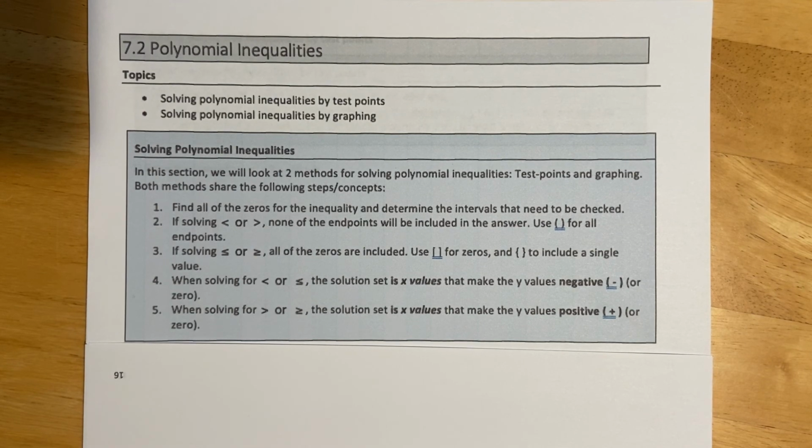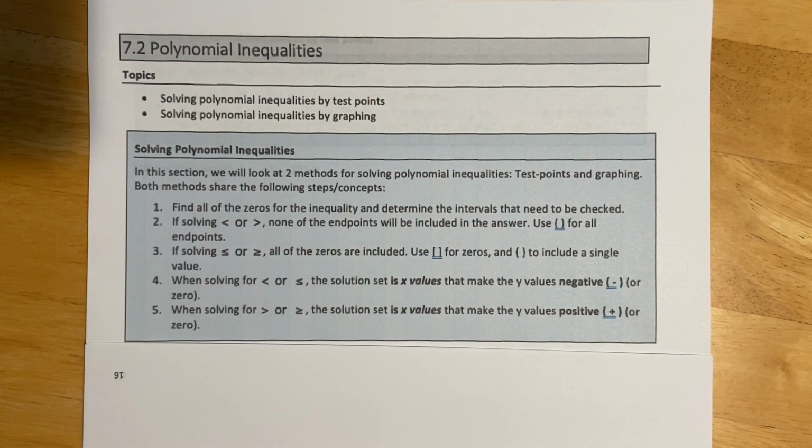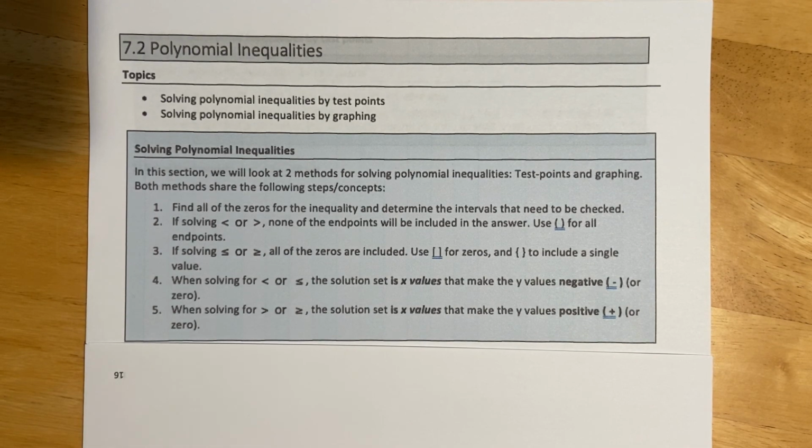In this section, we're looking at polynomials again, just like we did in 7.1, but this time we're going to have greater than or less thans rather than equals. So we'll expect to get solution sets rather than particular solutions if we're just solving set to 0. And we're going to look at two methods for doing that.